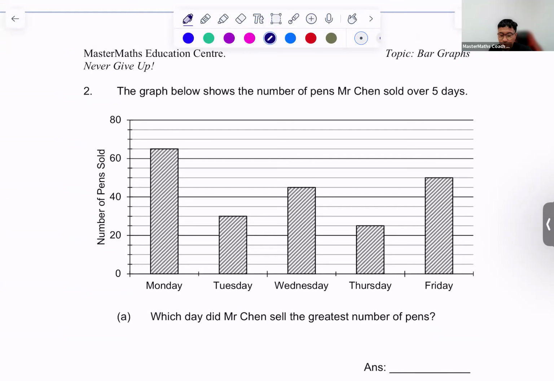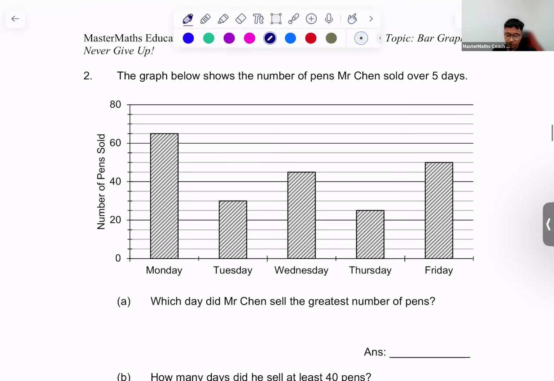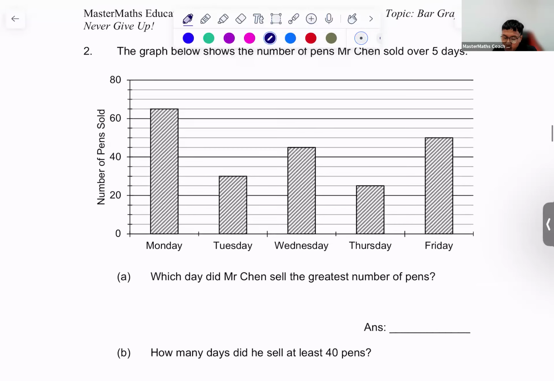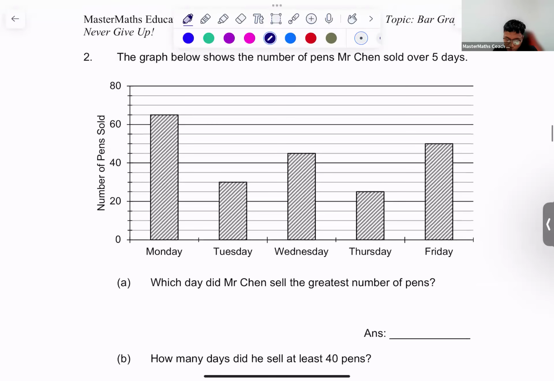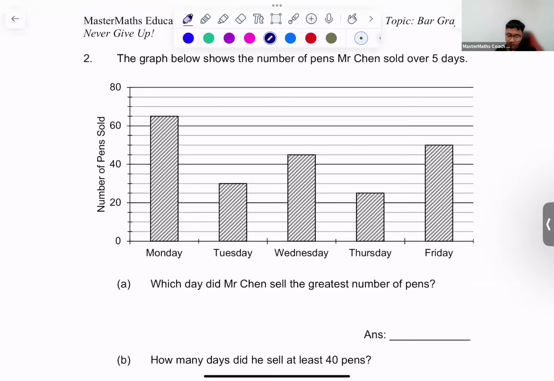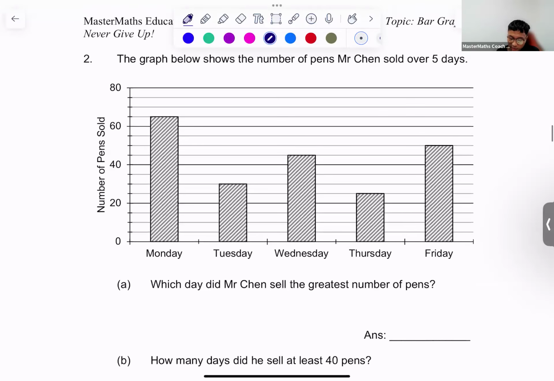So let's look at question number 2. The graph below shows the number of pens Mr. Chen sold over 5 days. So you have Monday, Tuesday, Wednesday, Thursday, and Friday. For question number 1, you can refer to the graph. The question asks, which day did Mr. Chen sell the greatest number of pens?